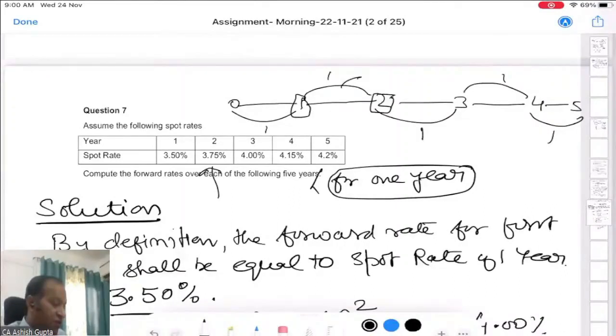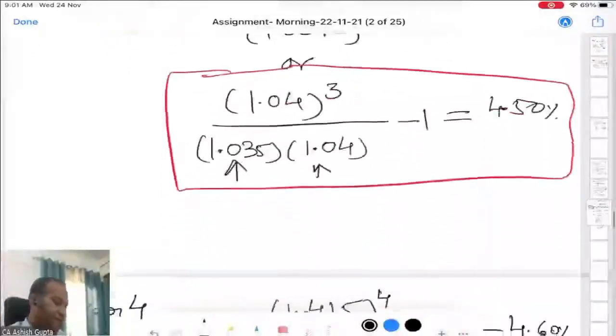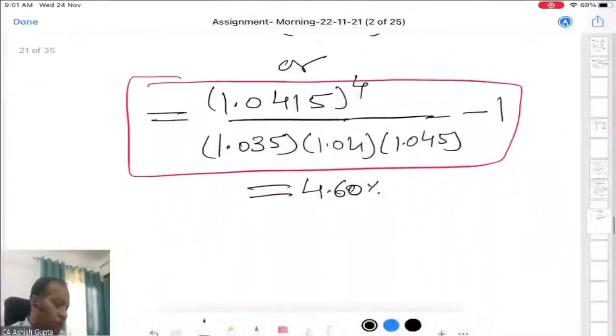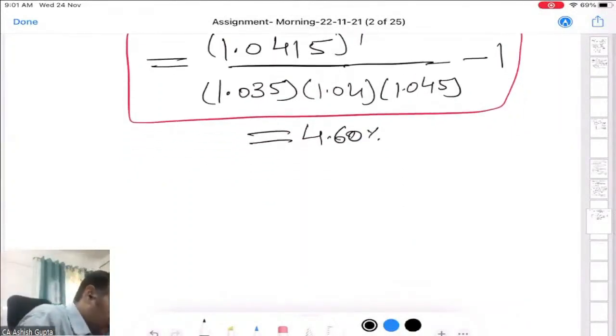Whatever is left after 2 years, I will reinvest for 1 year. After 3 years, whatever investment is left, I will invest for 1 year. And after 4 years, whatever investment is left, I will invest for 1 year. It goes like that. Okay, student, now I'm coming to the last, fifth year.